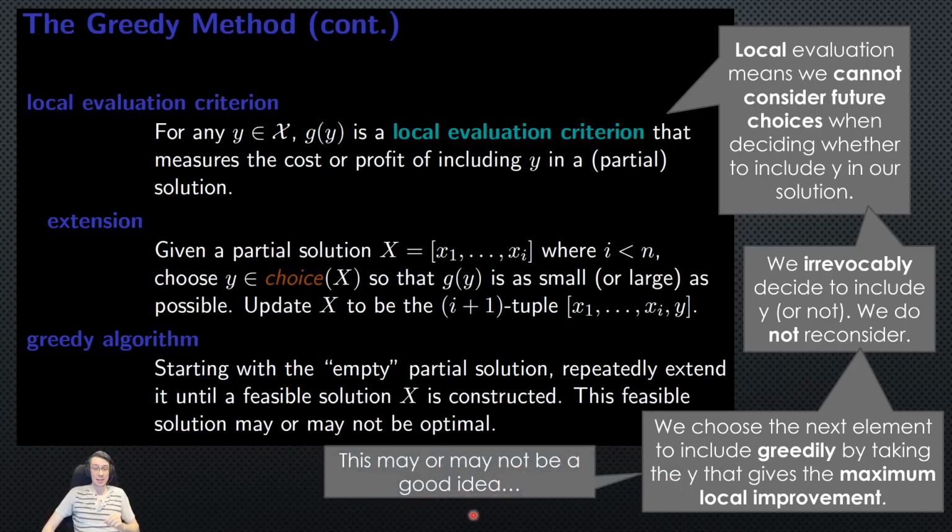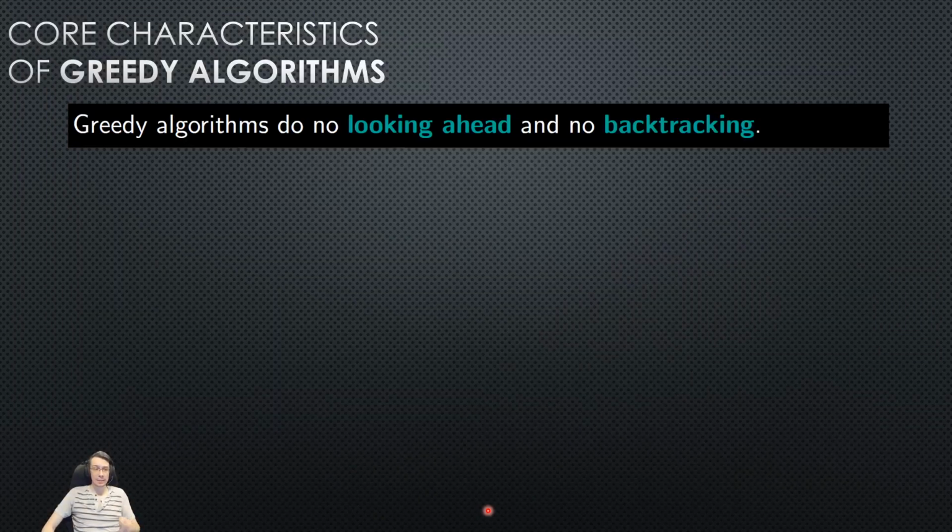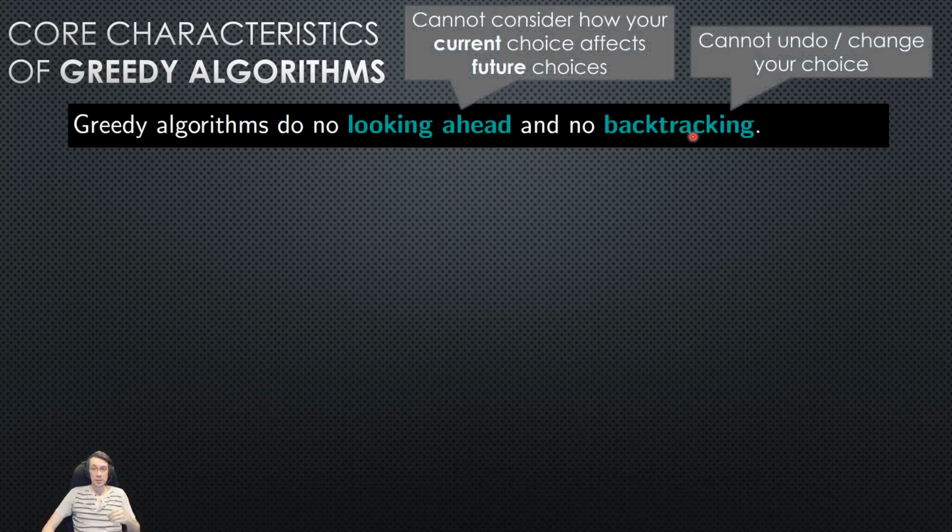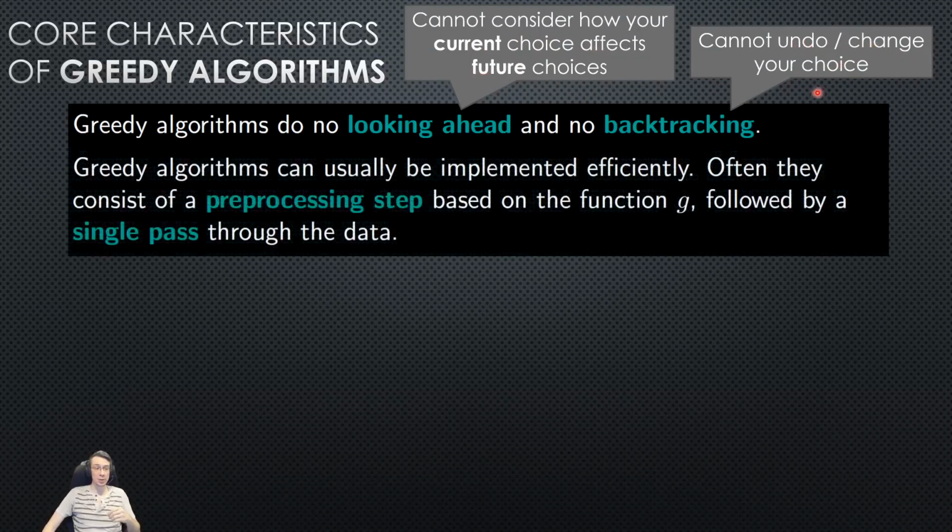And there are not necessarily greedy algorithms for all problems. There are lots of problems where we don't know good greedy algorithms for them, and it really doesn't seem like a greedy approach will work. So before we start seeing concrete examples of greedy algorithms, let's run through a couple of core characteristics of them. So first, as I mentioned, greedy algorithms do no looking ahead to future choices and no backtracking of previous choices. So you can't consider how your current choice affects future choices. You can't undo or change your old choices.